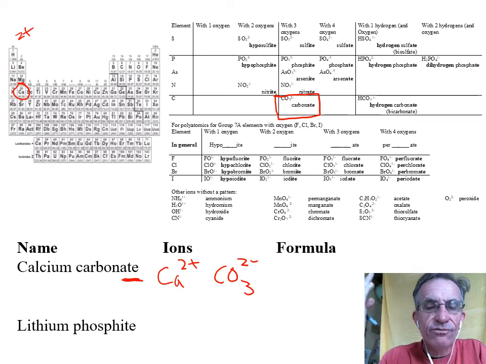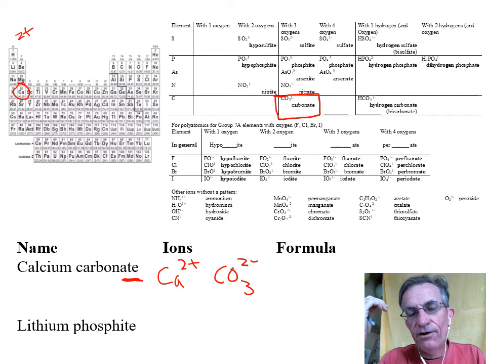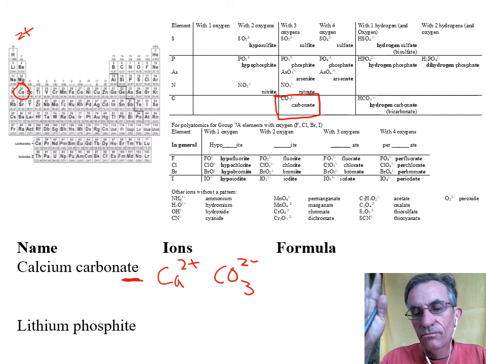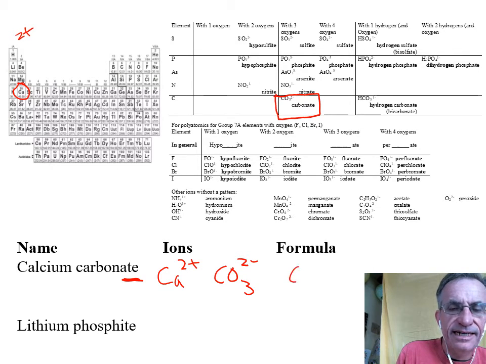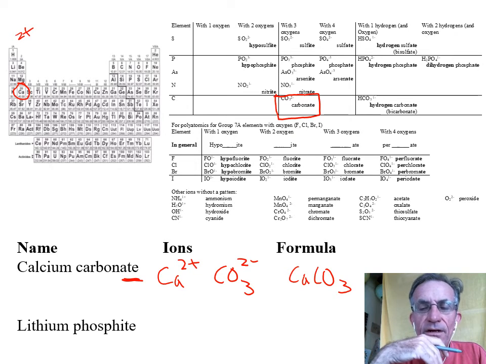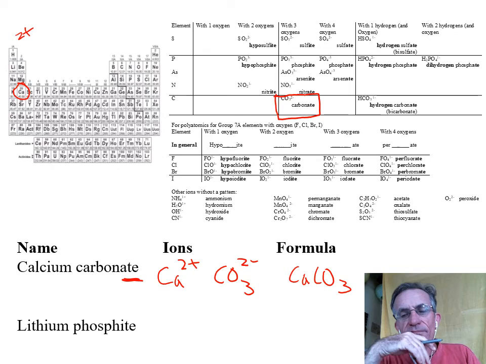So actually, right now, the charges already balance out. I have a +2 and a -2. We're set. We don't need any more subscripts or anything. It's just going to be CaCO3. All right, should look like that. All right, let's do another one.